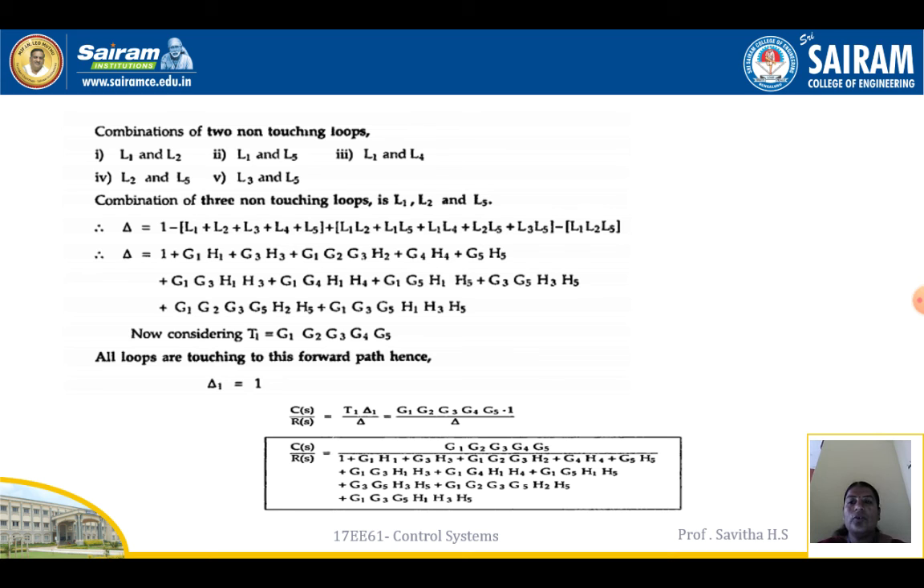So delta is equal to 1 minus individual loops L1 plus L2 plus L3 plus L4 plus L5, and the two non-touching loops are plus L1 L2, L1 L5, L1 L4, L2 L5, plus L3 L5, and the three non-touching loops are minus of L1 L2 L5. So substituting the values of the L values. Now considering T1 is equal to G1 G2 G3 G4, all the loops are touching the forward path, hence delta 1 is equal to 1.